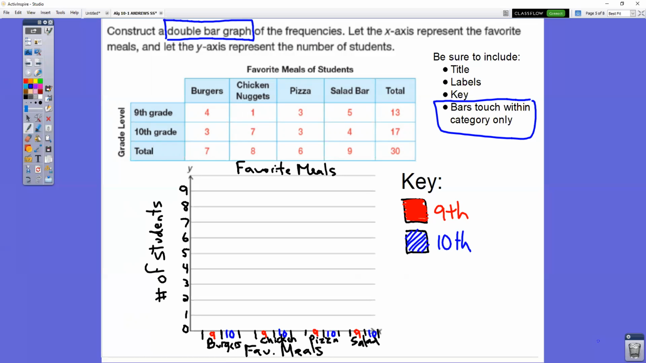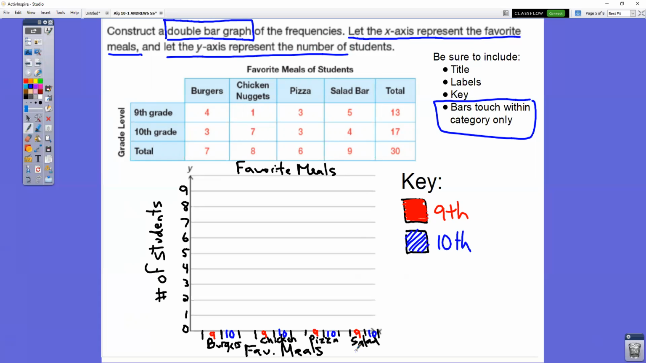So it said construct a double bar graph of the frequencies. Notice that it told you let the x-axis represent the favorite meals. So the x-axis was down here. That's why I have the meals down at the bottom. And let the y-axis represent the number of students. I have the number of students going up along the side.